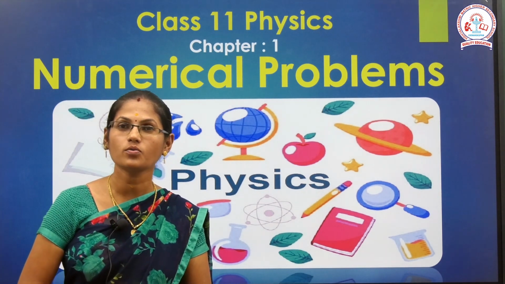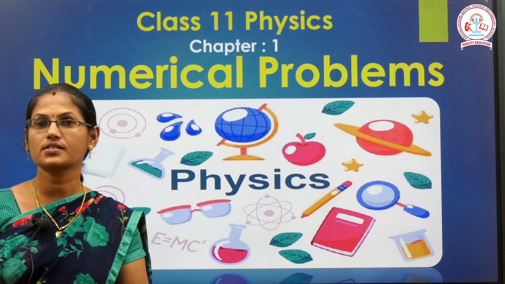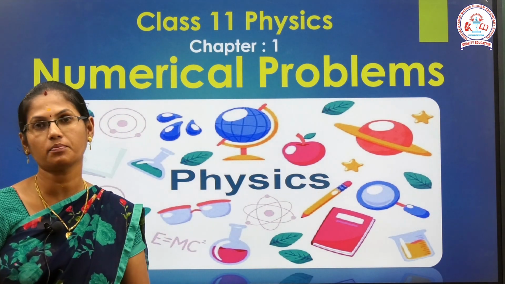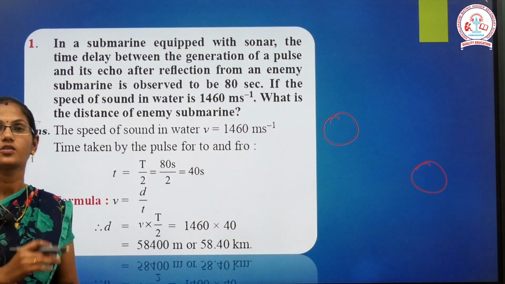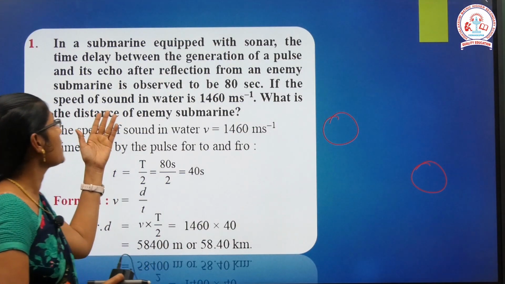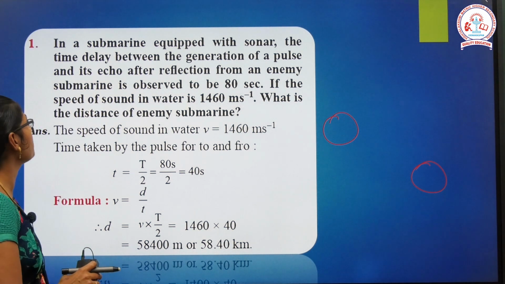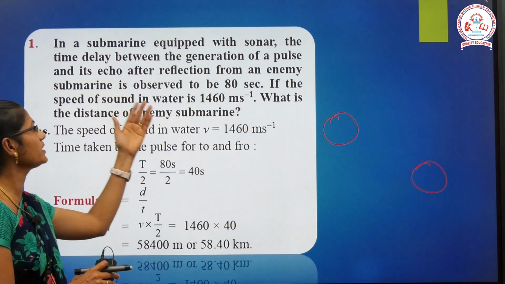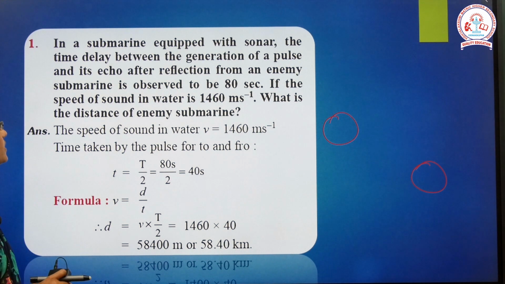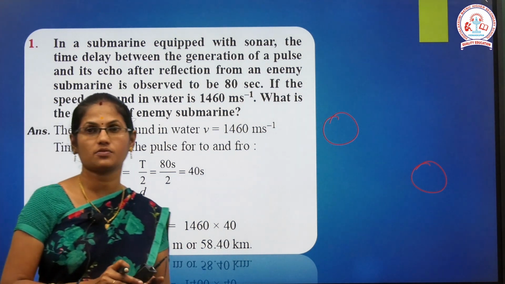Today we discuss Class 11 Physics, Chapter 1 numerical problems. So the first problem: a submarine equipped with sonar observes that the time delay between the generation of a pulse and its echo after reflection from an enemy submarine is 80 seconds. If the speed of sound in water is 1460 m s^-1, what is the distance of the enemy submarine? So this is the first question.